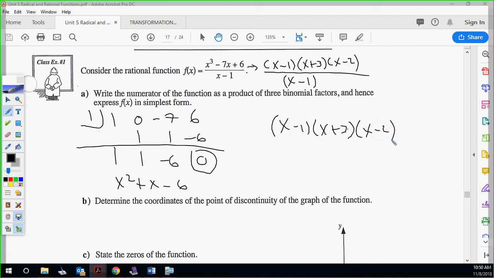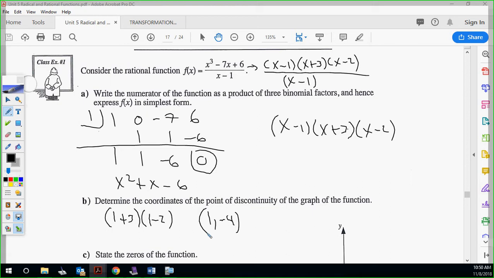Determine the coordinate of the point of discontinuity. So how do I figure out the coordinate of the point? I cancel and plug in 1 to here. Okay, so it's going to be 1 plus 3 times 1 minus 2. So it's going to be negative 4. So your point is going to be 1, negative 4, your point of discontinuity. Okay, any questions?